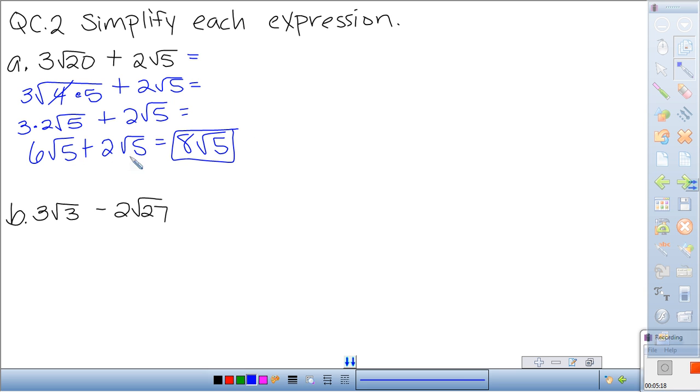Again, remember, you can only add them if they have like radicals. So 6 square roots of 5 plus 2 square roots of 5 would be 8 square roots of 5.